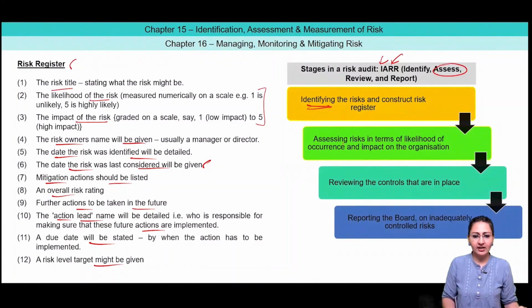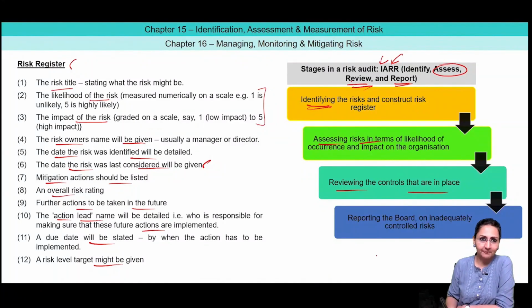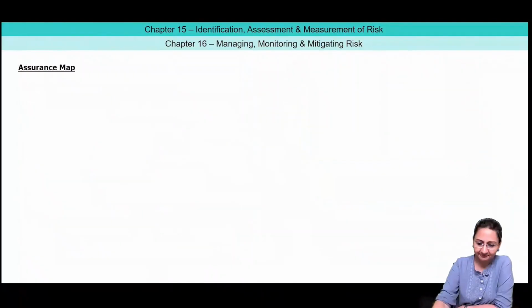A stands for assess the risk in terms of what will be its consequence and what is the probability of this risk happening. Review: what are the controls in place which can avoid this risk. And last, report. Report to the board of directors or to the senior management about where the controls are, and what additional controls are needed. So IARR is the stages in risk audit.